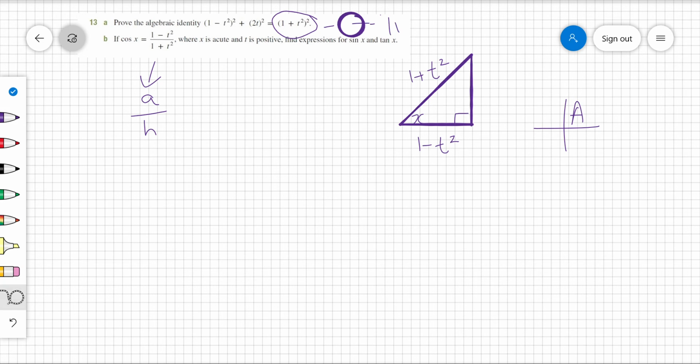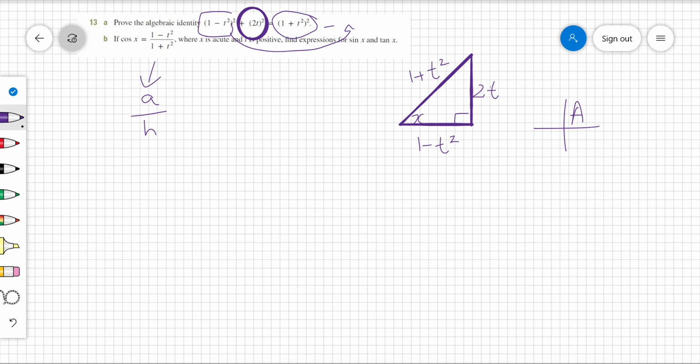Sorry about this. All right, so we're minusing (1 minus t) all squared, which is this part here. So we're taking that over there, and so clearly we will get this side as 2t. So it's kind of done, the proof of the algebraic identity. Part A is to help you find the other side of the right angle triangle.